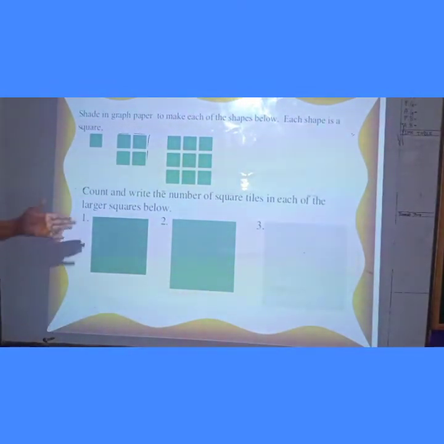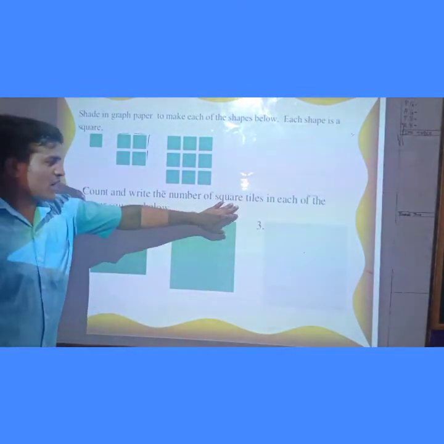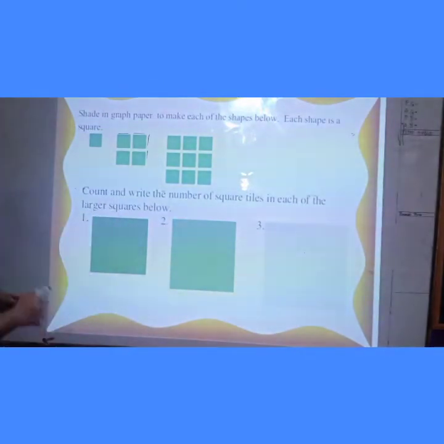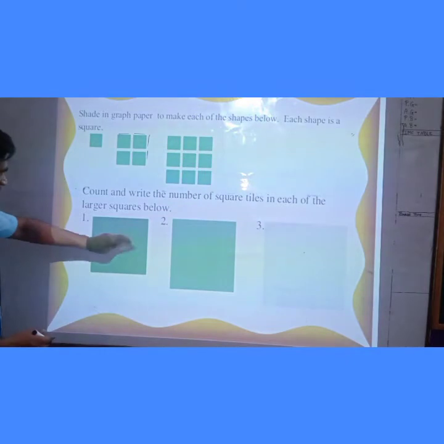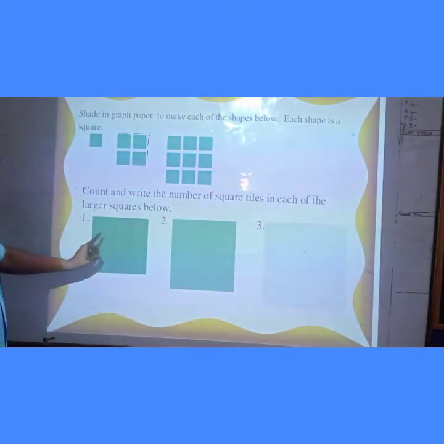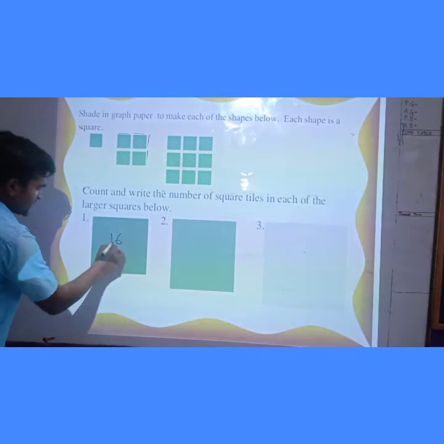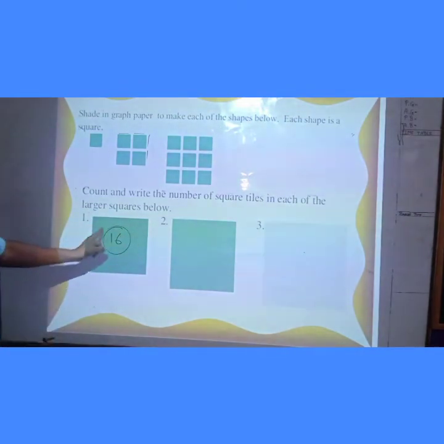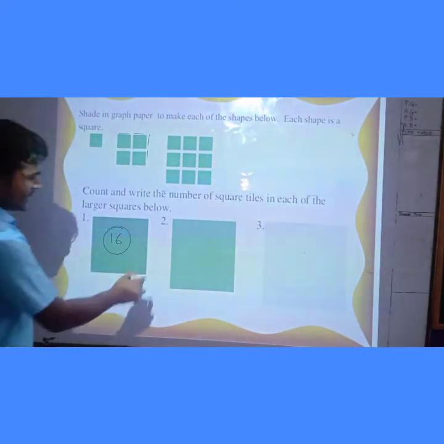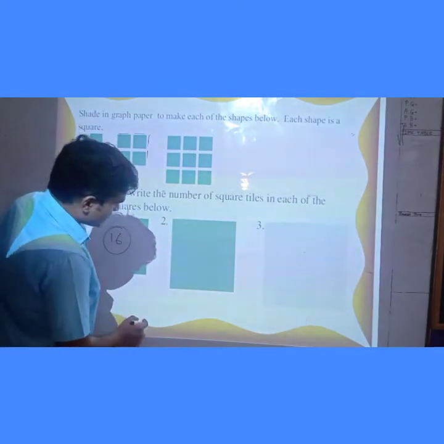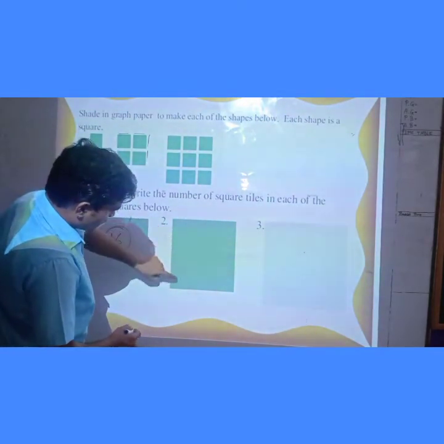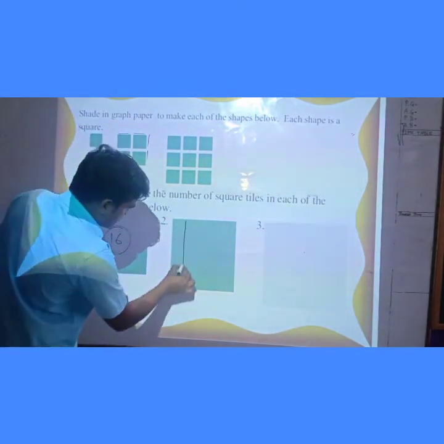Now we will count and write the number of square tiles in each of the larger square boxes. How many square tiles are there? 1, 2, 3, 4, 5, 6, 7, 8, 9, 10, and so on, the total is 16. Here the count is also there: 1, 2, 3, 4, 5, 6, and like that.